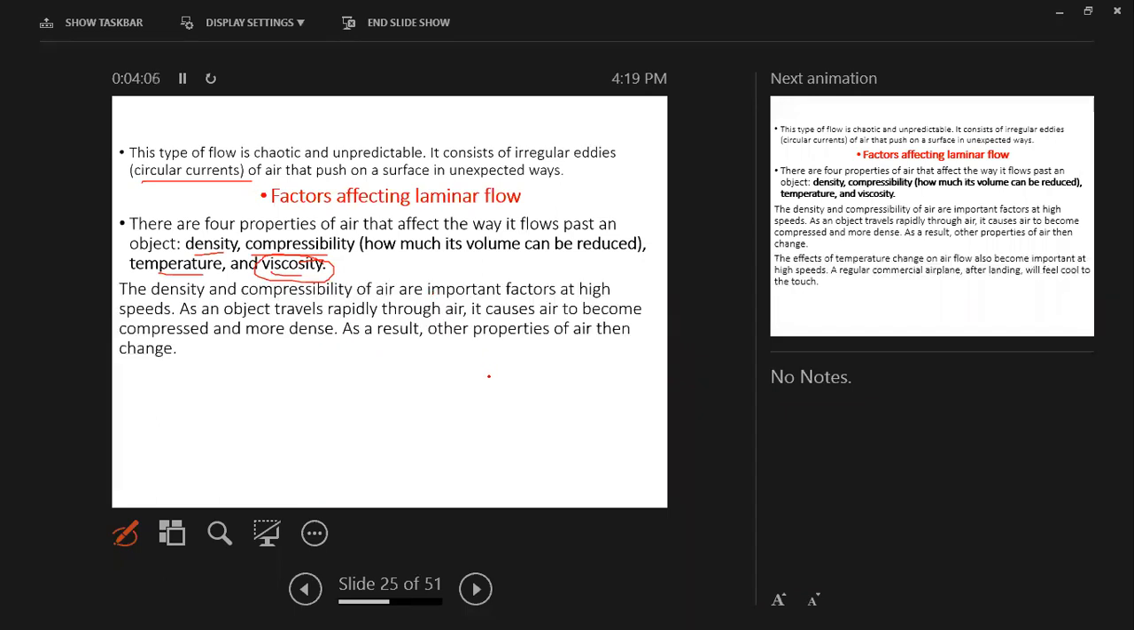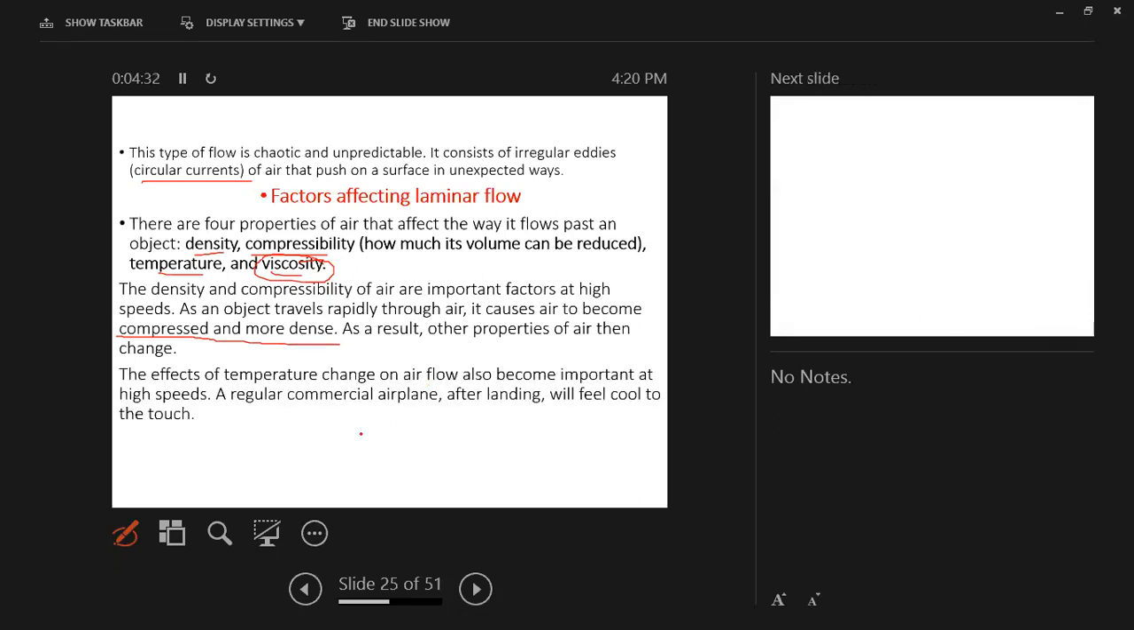So the density and compressibility of air are important factors at high speeds, because as an object travels rapidly through air, it causes air to become compressed and more dense. Okay, it is going to cause air to become compressed and more dense. So as a result, other properties of the air will change as well. There are going to be more molecules in it.